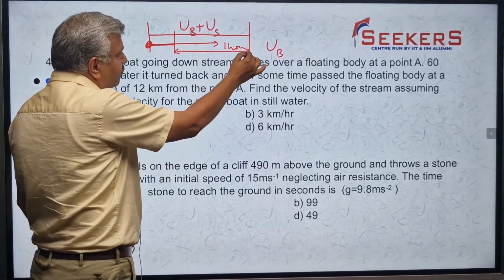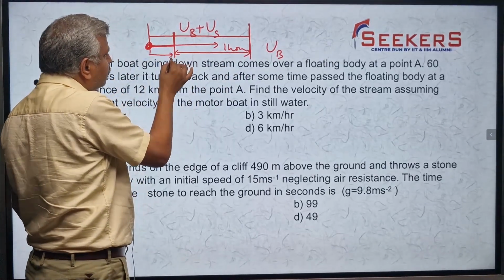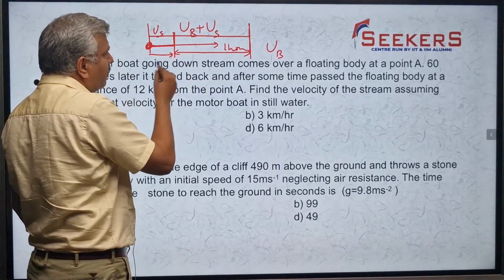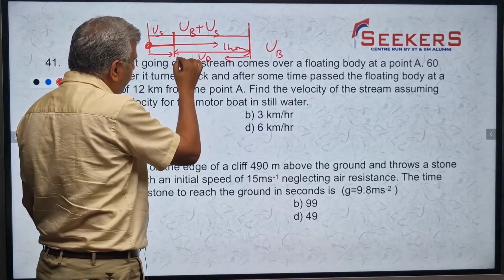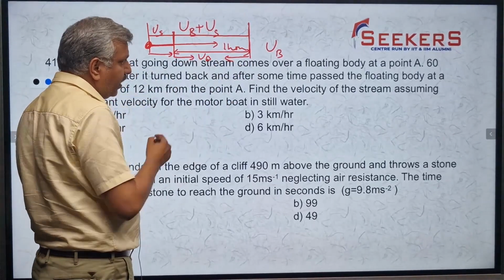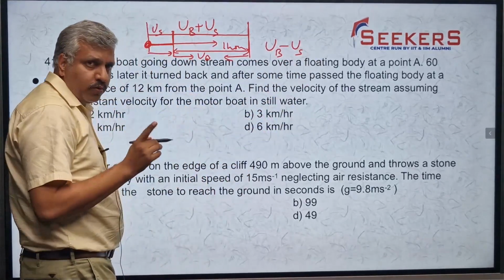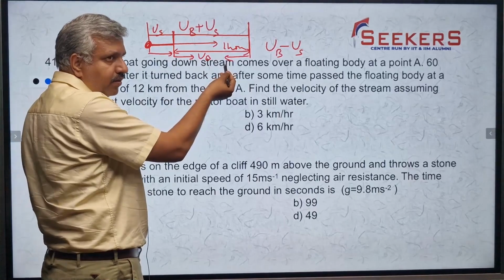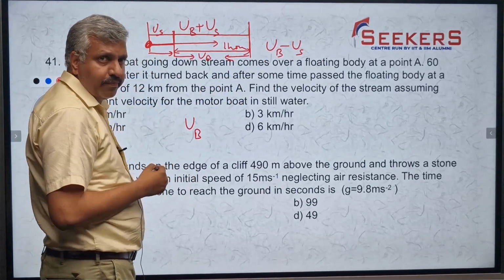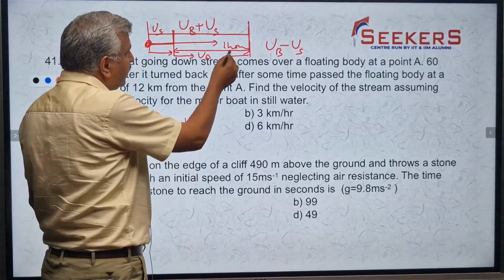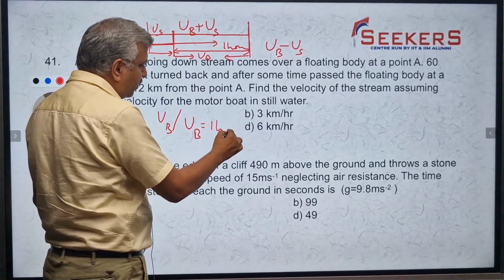So now when this person reaches here, this plank has moved a distance which is equal to u-stream, such that this distance is u-boat. Now he is travelling this way and the plank is also travelling this way, but his velocity is u-boat minus u-stream. So together the plank and the motorboat will cover a distance of u-boat per second. So now he has to travel this distance of u-boat. So again he will take 1 hour.